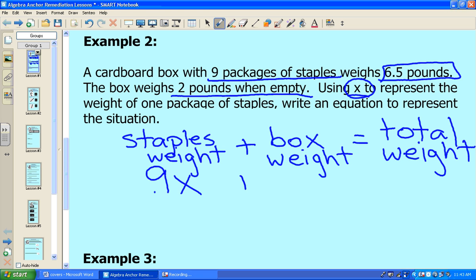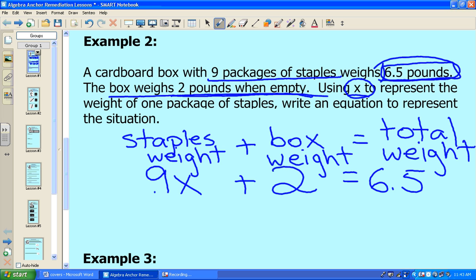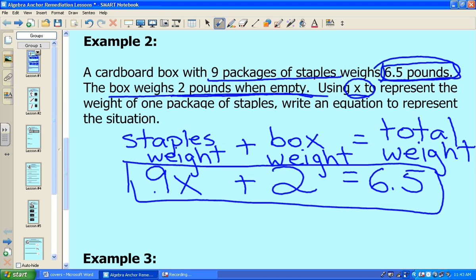Okay, and to that we're going to add the box weight when it's empty. If you read the problem, that was right here. The box weighs 2 pounds when empty. So to that, we're going to add 2 pounds. Altogether, the staples weight plus the box weight gives us the total weight, which is 6.5. So that is your answer: 9x plus 2 equals 6.5. You could go on and solve for x, but this is all the problem is asking for, to just write the equation.